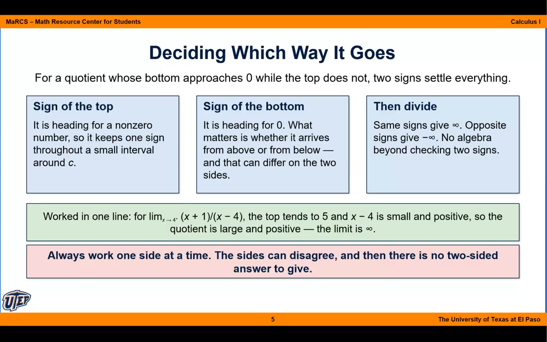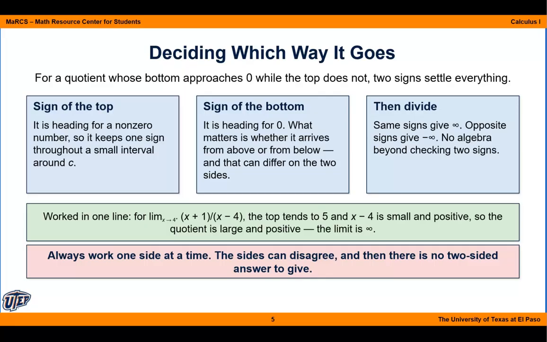When the denominator of a quotient approaches 0, while the numerator approaches a non-zero value, two signs determine the direction. First, determine the sign of the numerator near the point. Because it approaches a non-zero number, it keeps that sign in a sufficiently small interval. Next, determine whether the denominator approaches 0 through positive values or negative values. This sign may be different on the two sides. Finally, divide the signs. Matching signs give positive infinity, while opposite signs give negative infinity.